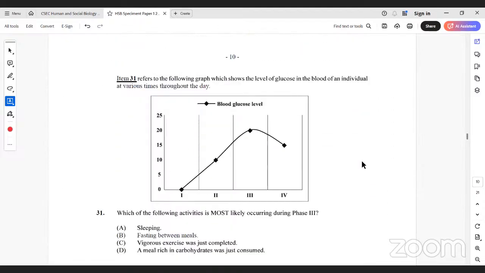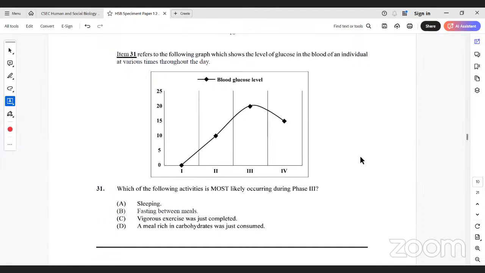Question 31. Which of the following activities is most likely occurring during phase 3? This is a person who has, they're showing blood glucose level. Phase 3, their glucose level went up and it's starting to be controlled, so it's starting to dip. Yeah, it's starting to dip. So what has happened in phase 3?